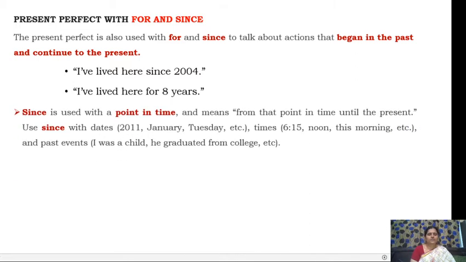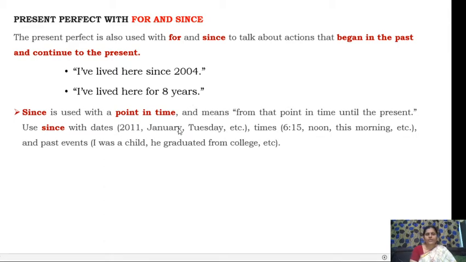See what's the difference? Since is used with a point of time and means from that point in time until the present. So since 2000, from that point of time till the present, that means at present also I am living here. I have lived here for 8 years. That means for a period of time. Sorry, we are discussing since, right?